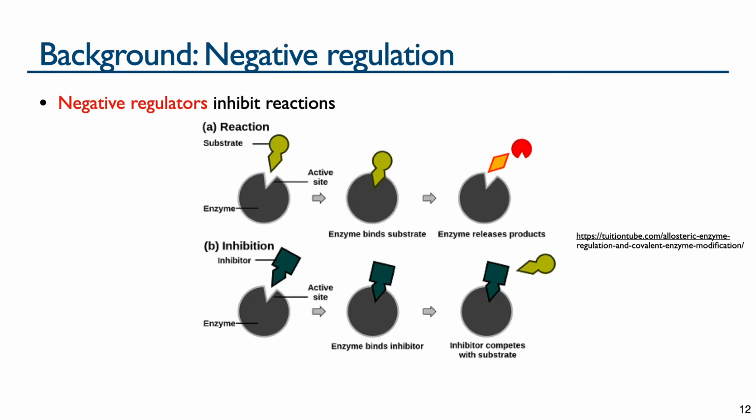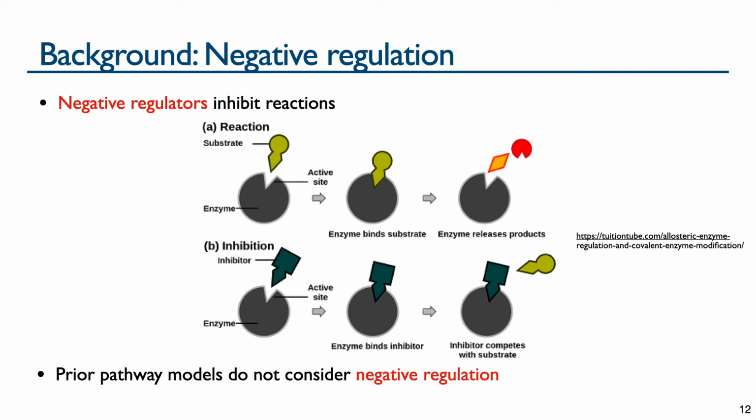The last notion that I want to introduce is negative regulation. So this picture here shows one of the ways that negative regulators can inhibit reactions. The top row shows the reaction proceeding normally, with the substrate binding in the active site and then the products being released. The bottom row shows the inhibitor blocking the active site, stopping the reaction from occurring. Prior pathway models have not considered negative regulation, which we consider for the first time.